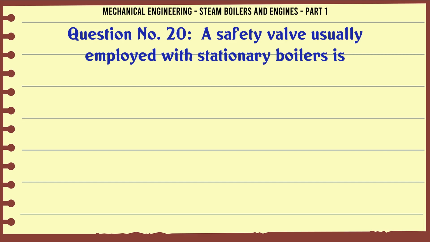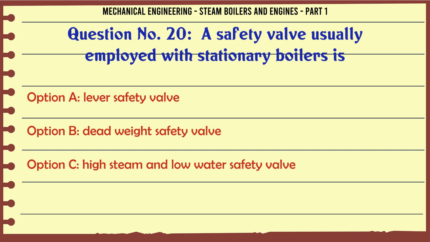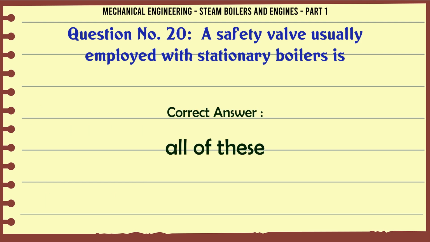A safety valve usually employed with stationary boilers is: A. lever safety valve. B. deadweight safety valve. C. high steam and low water safety valve. D. all of these. The correct answer is all of these.